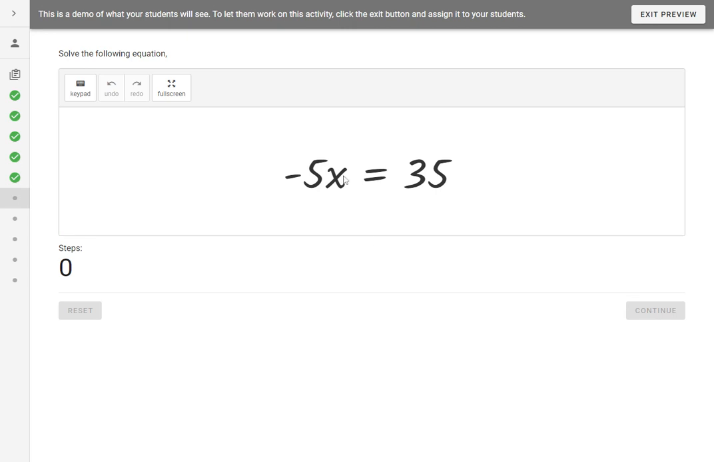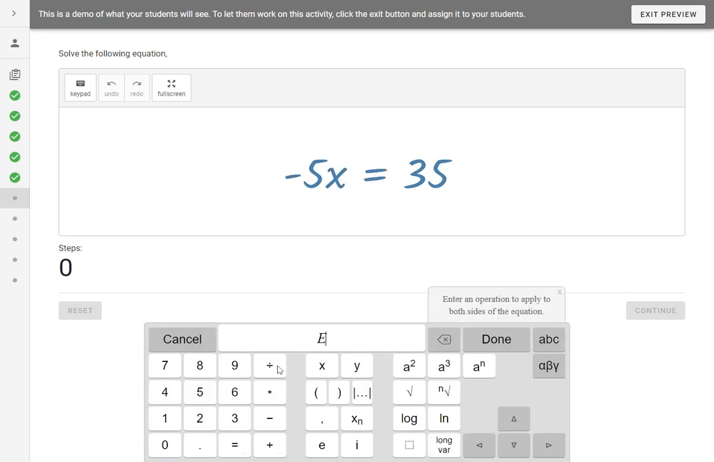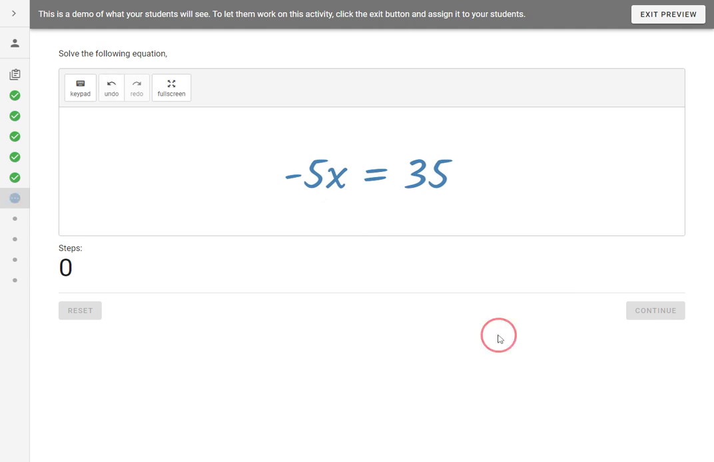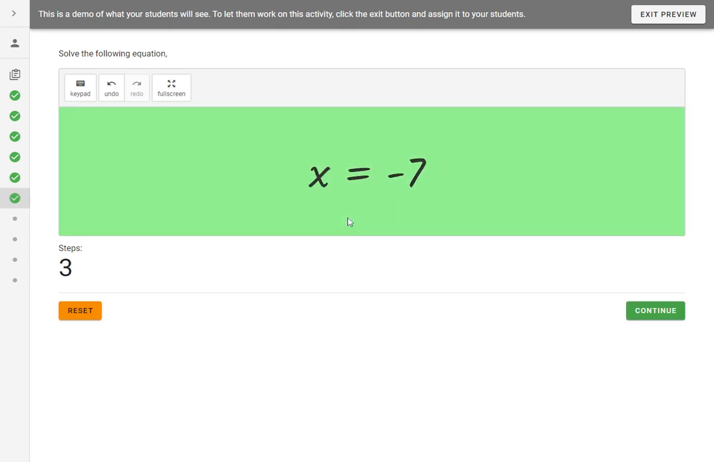This time it's negative 5 times x, so I have to divide both sides by negative 5, not just 5. Again, click on the division bar to divide, or you can drag it to ask it to divide, and we get x equals negative 7.